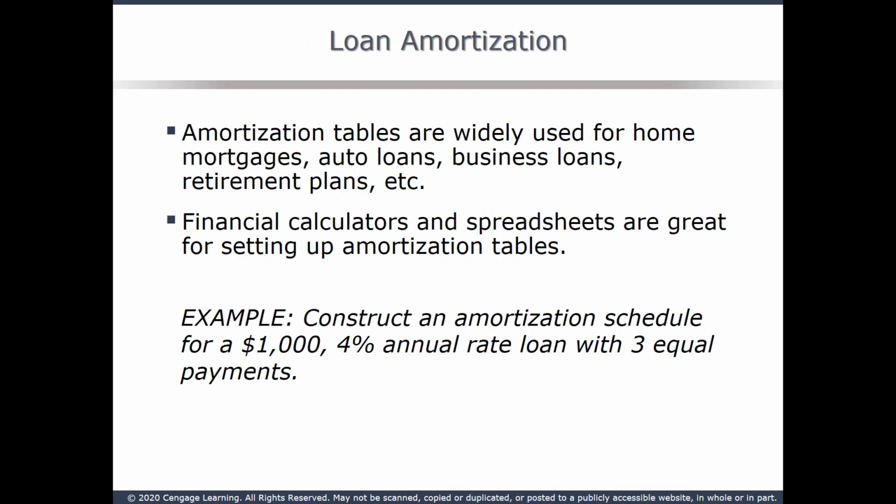Loan amortizations make use of TVM calculations to find the payment that will amortize a loan to 0 over a given period. The same principles apply to home and auto loans. It is any loan designed to be repaid in equal periodic payments, reducing the principal to 0. Let's walk through a simple amortization example. We're borrowing $1,000 at 4% annual rate to be repaid over 3 years.